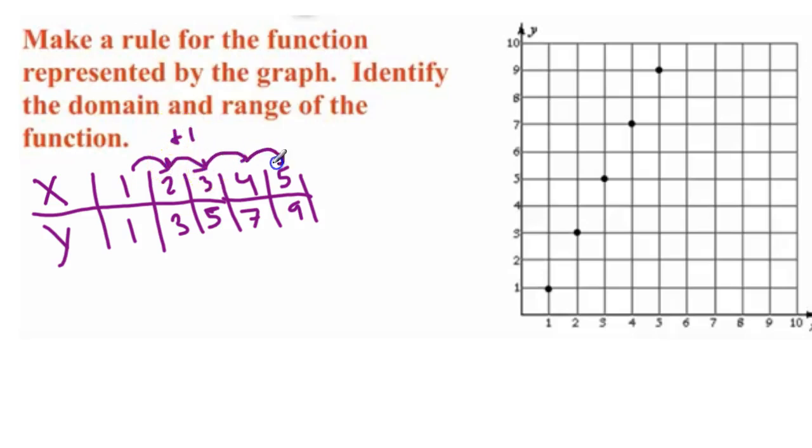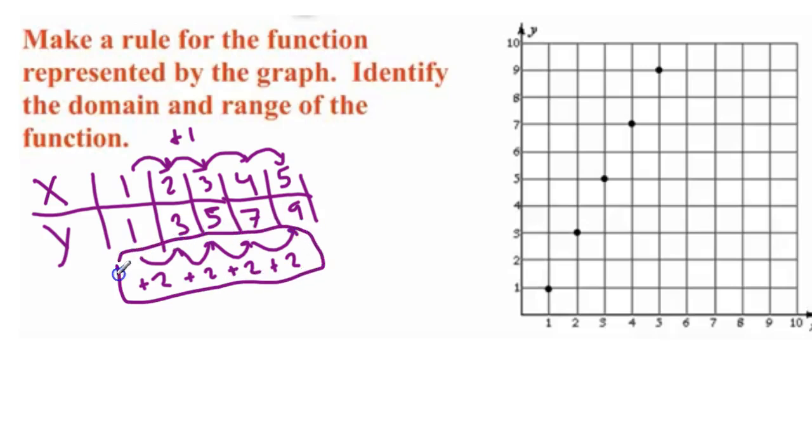Okay? Now, what are these changing by down here? The y's. 1 to 3, that's going up by 2. 3 to 5 is going up by 2. 5 to 7 is going up by 2, and 7 to 9 is going up by 2. And they're all adding 2, right? Adding 2. So the key to figuring out the rules, you look at the changes in the y, all right? You're looking at these changes.